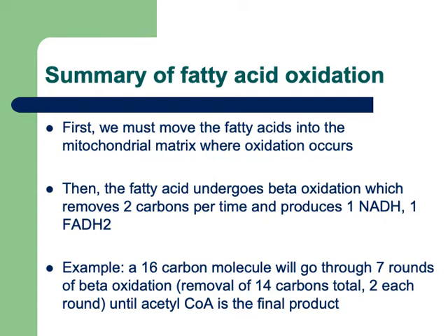And if we know that 2 carbons are removed each round of beta oxidation, we divide the 14 carbons by 2 to get 7. And that's how many rounds of fatty acid oxidation or beta oxidation the fatty acid needs to go through in order to yield the end product of the 2-carbon acetyl-CoA.